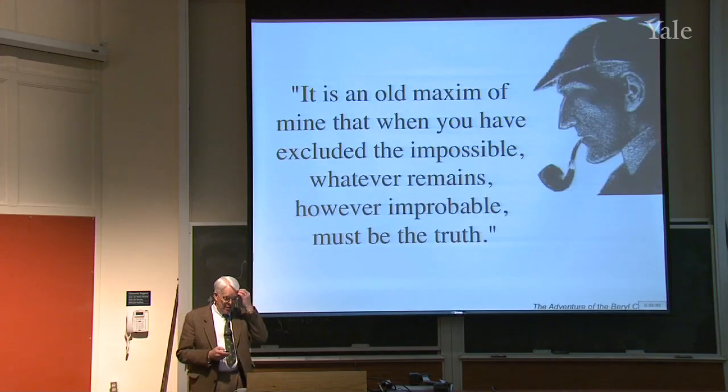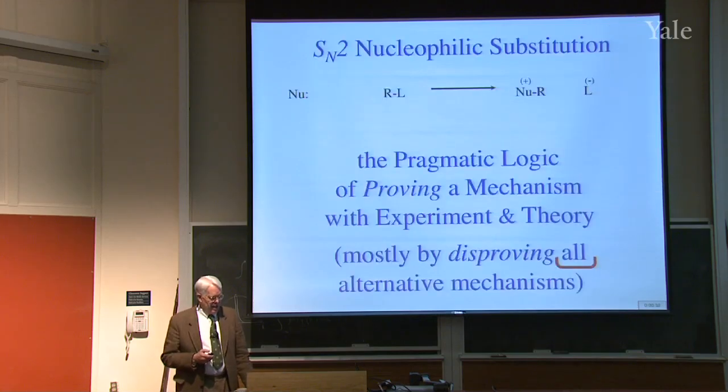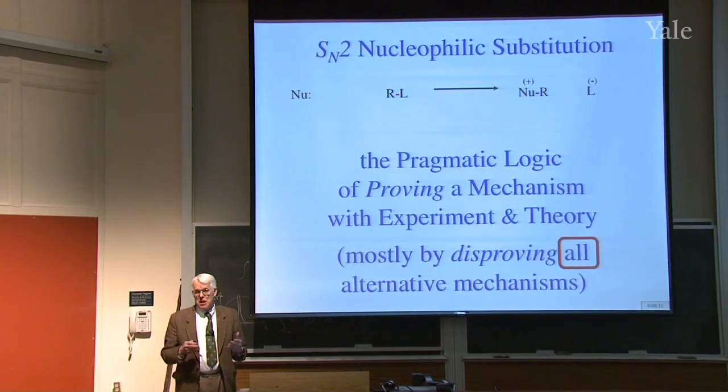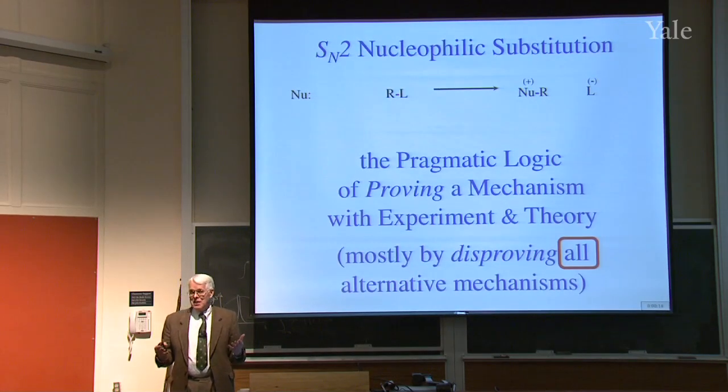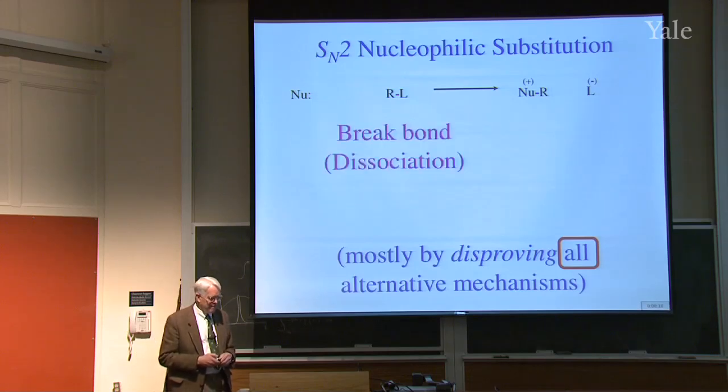You remember Sherlock Holmes in The Adventure of the Beryl Coronet said, "It's an old maxim of mine that when you have excluded the impossible, whatever remains, however improbable, must be the truth." That's generally the logic of how you prove things in chemistry. But the problem is you have to disprove all the alternative mechanisms, which means you have to imagine all the alternative mechanisms and disprove them. And of course, it's always a possibility that there's one you haven't thought of that's the real McCoy.